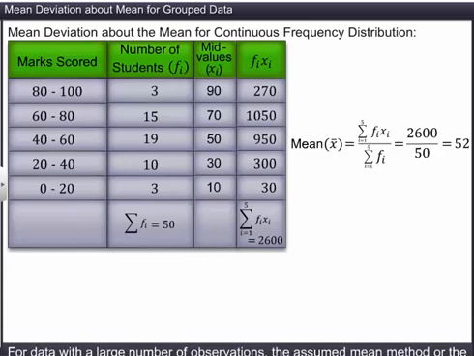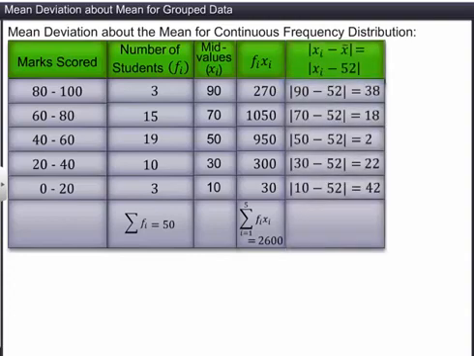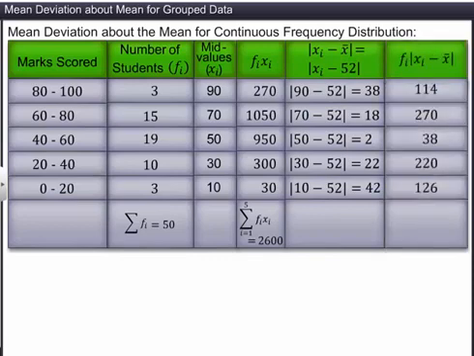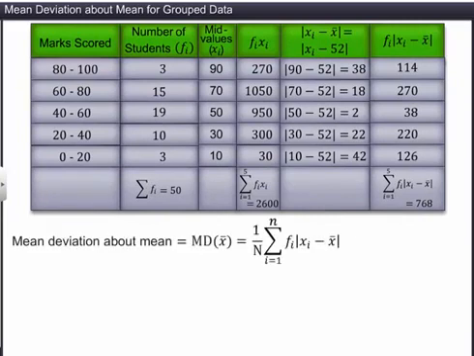Next, we'll find the modulus of the deviations of the mid-values from the mean. Now, find the product of the deviations with their respective frequencies. The sum of the products of the absolute values and their respective frequencies is equal to 768. Therefore, the mean deviation about the mean is equal to 768 divided by 50, which is equal to 15.36.